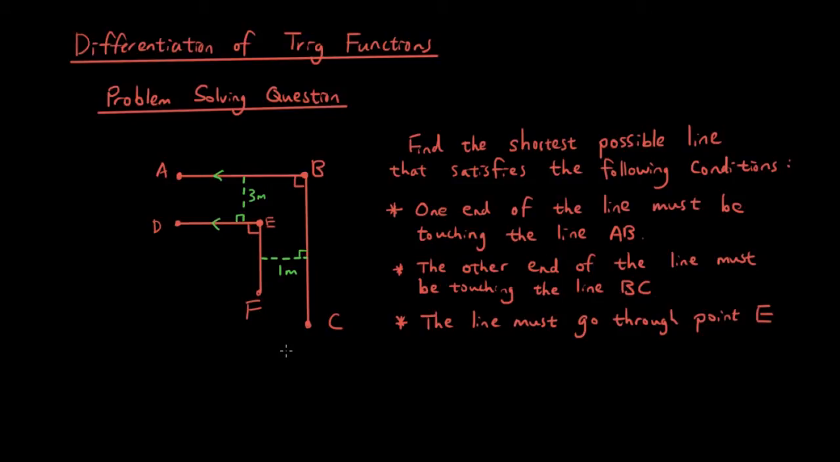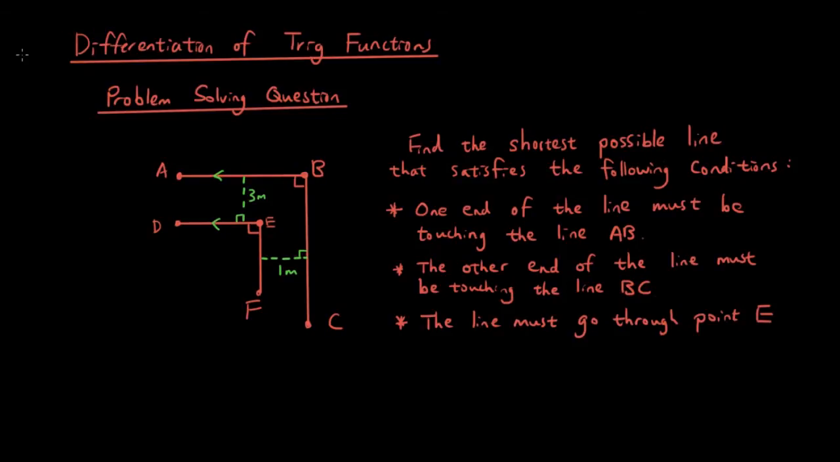So the problem is to do with differentiation of trigonometric functions, which is quite a difficult topic. So here is the question. Find the shortest possible line that satisfies the following conditions. Number one, one end of the line must be touching the line AB. Number two, the other end of the line must be touching the line BC. And number three, the line must go through point E. So I will give you one such line so you can see what I mean.